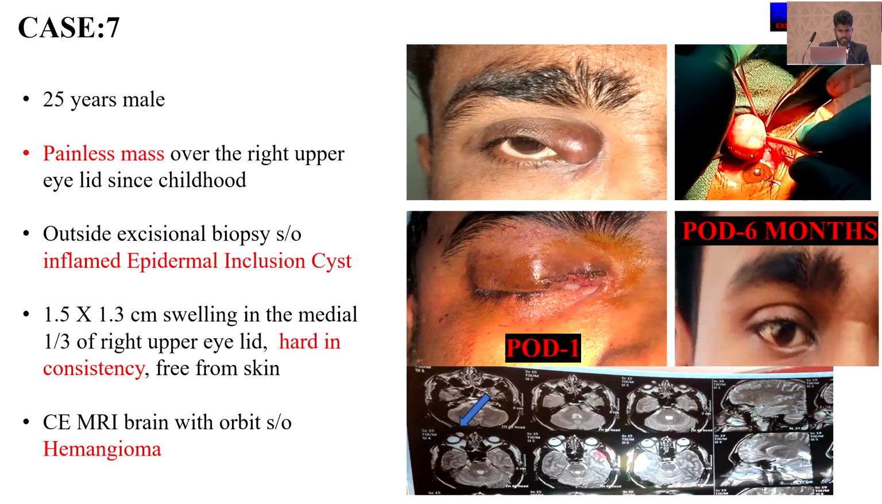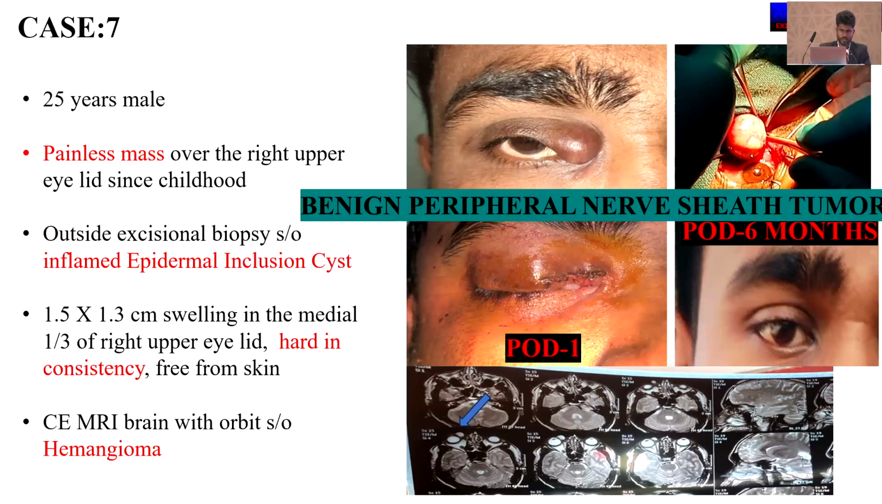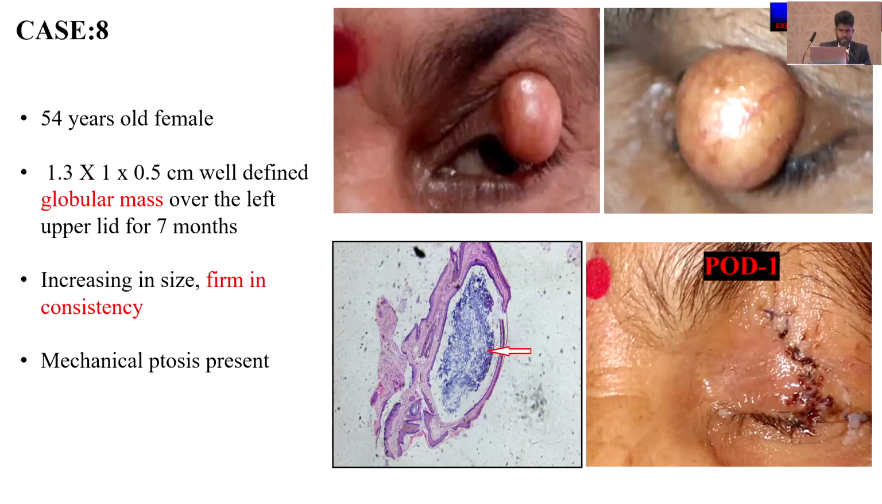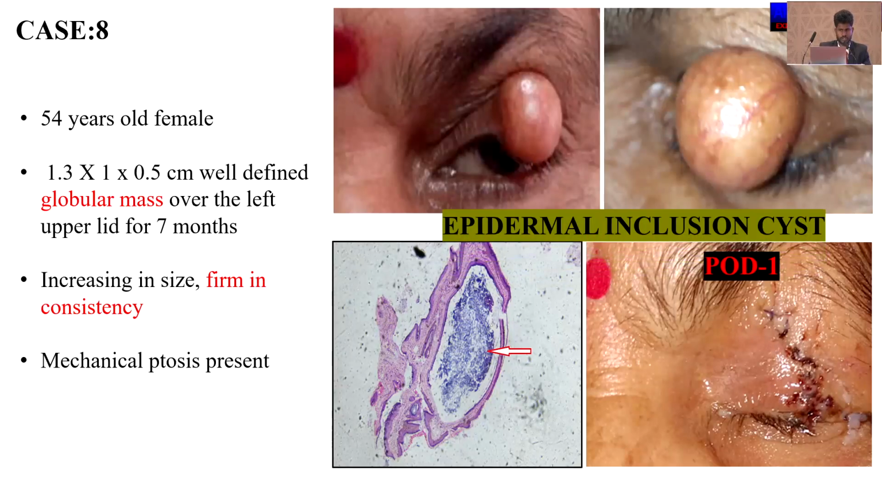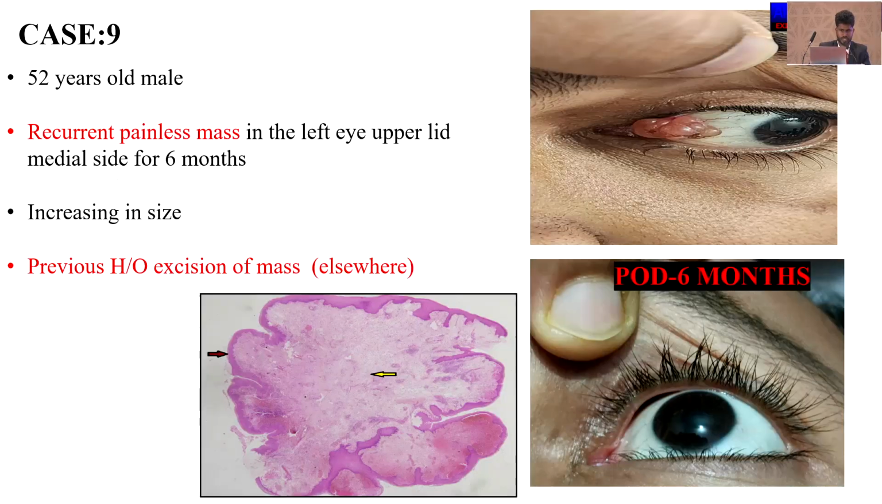Okay. This is a case where the patient had already been outside, and the excisional biopsy was suggestive of inflamed epidermal inclusion cyst. We did see MRI, it's suggestive of hemangioma, but we went for excisional biopsy with frozen section. The result came as a benign peripheral nerve sheath tumor. This is a case of epidermal inclusion cyst. The lid defect was closed with direct closure with lateral cantholysis.